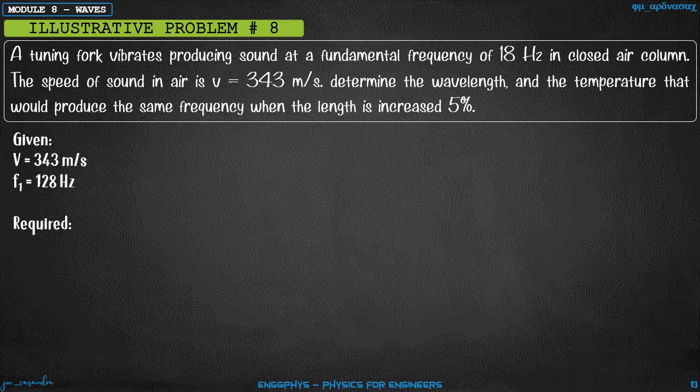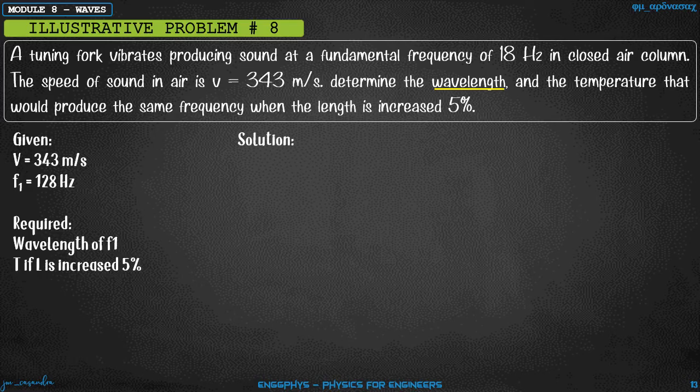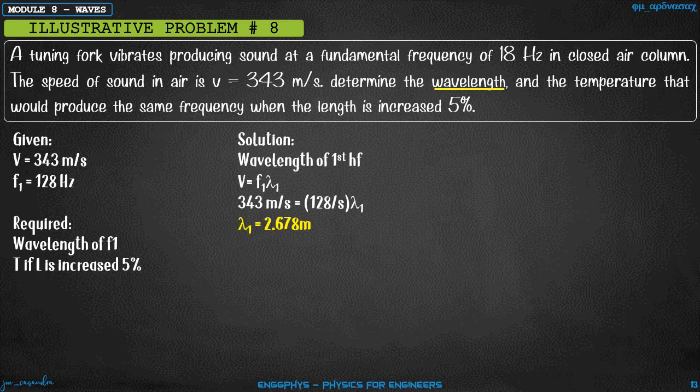So as required, we want to solve for the wavelength of the first harmonic and the temperature if the length is increased by 5%. So to solve for the wavelength, we need to use our general equation. Speed is equal to F1 times the wavelength. Since we're given the speed and the frequency, it's direct substitution. So the wavelength now is equal to 2.678 meters. So remember again, this one is for your first harmonic only. This will again change if it is a different frequency.